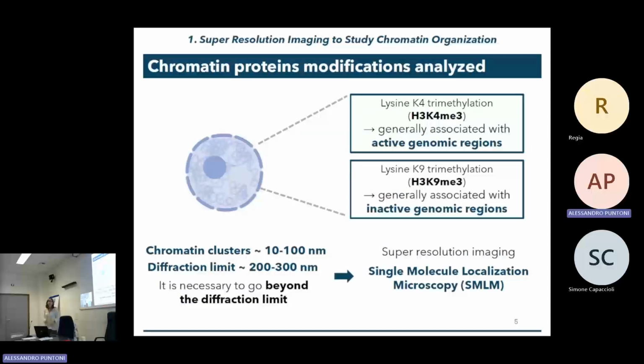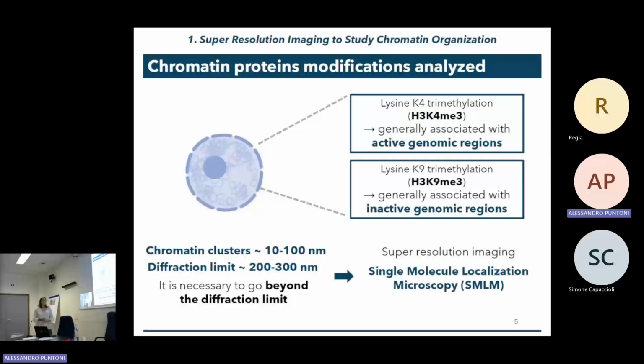Inside the chromatin, I focus on 2 different histone modifications, we can say 2 different proteins, which are H3K4-trimethyl and H3K9-trimethyl. This is because they are generally associated, respectively, with active genomic regions and inactive genomic regions. But the problem is that chromatin forms aggregates, and the dimension of these chromatin clusters is about 10-100 nanometers.